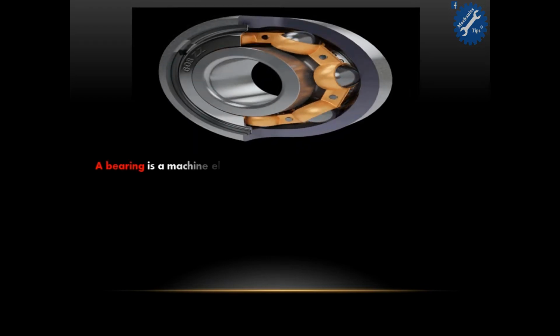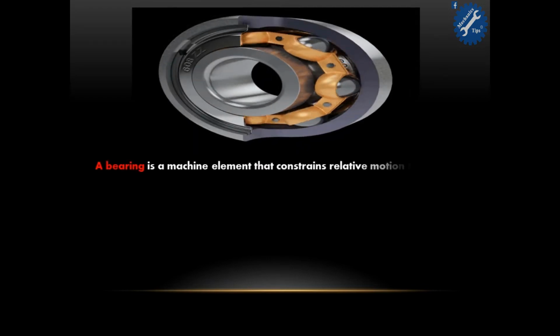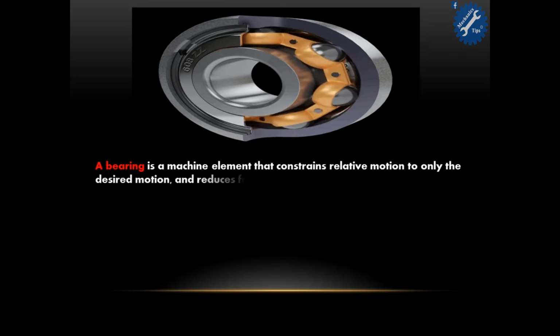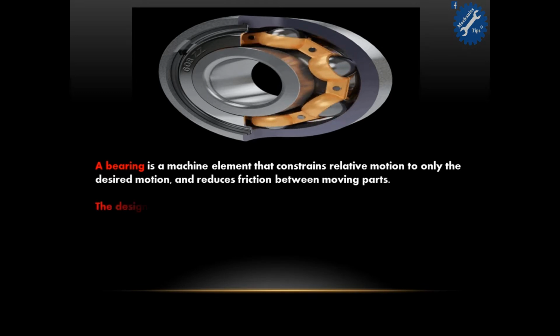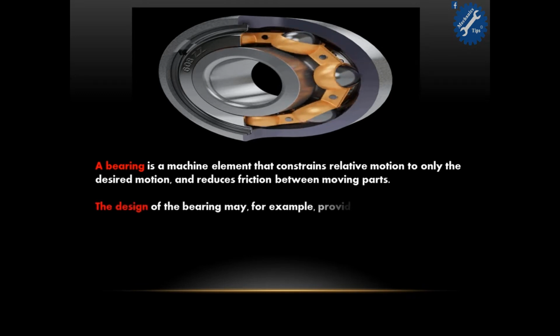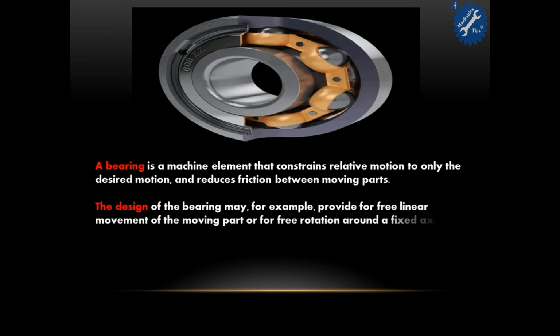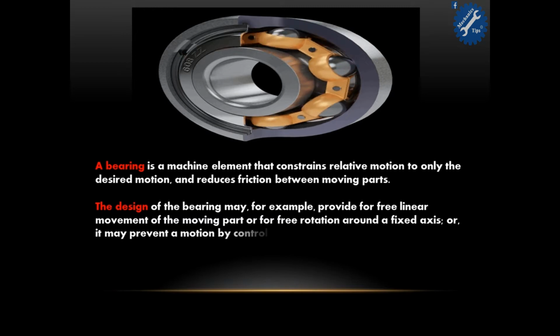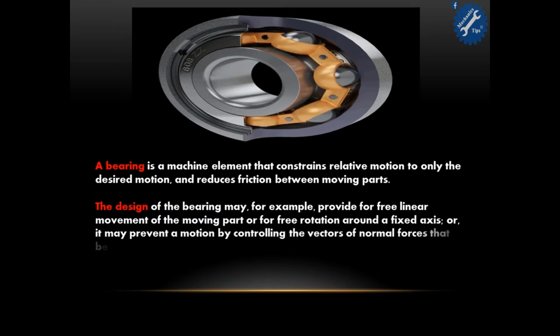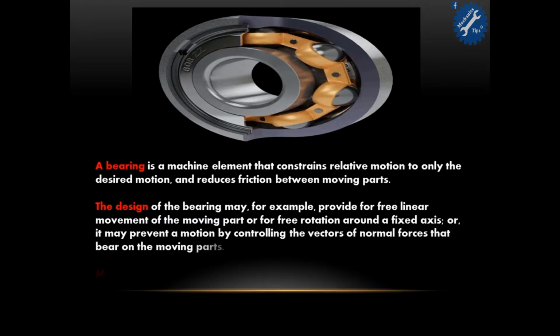A bearing is a machine element that constrains relative motion to only the desired motion, and reduces friction between moving parts. The design of the bearing may, for example, provide for free linear movement of the moving part or for free rotation around a fixed axis, or it may prevent a motion by controlling the vectors of normal forces that bear on the moving parts.